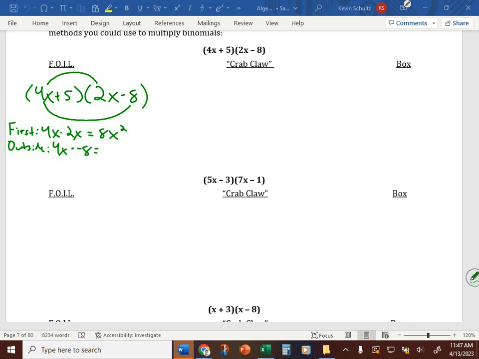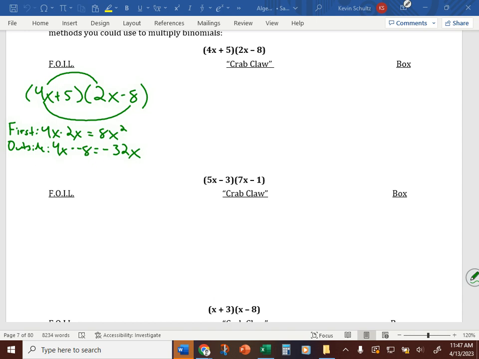And 4x times negative 8 is? Not negative 12, we're multiplying here. Negative 32x. Okay? Don't lose that sign. It is a negative 8. So 4x times a negative 8 will be a negative 32x. And so we've done exactly what we said we were going to do here, right? We've distributed that 4x into both terms in the other set. We multiplied 4x by 2x. And then multiplied that 4x by negative 8.